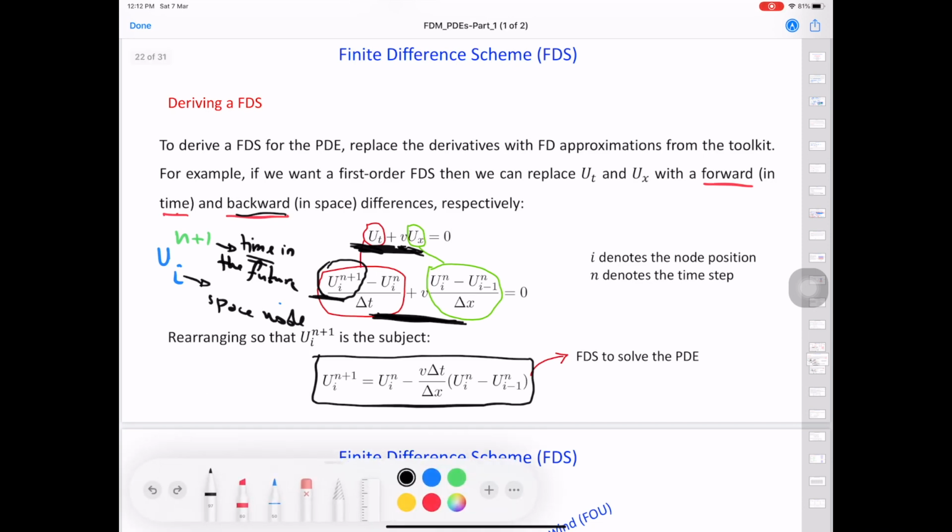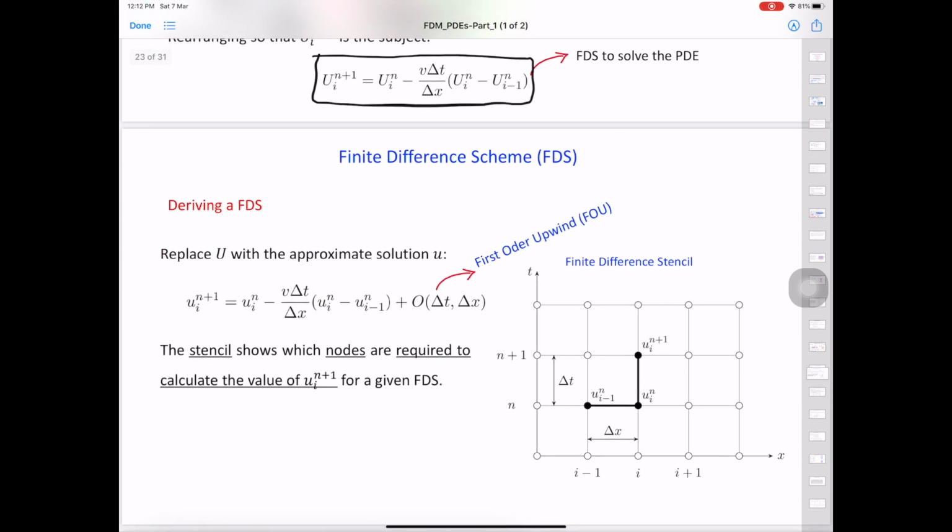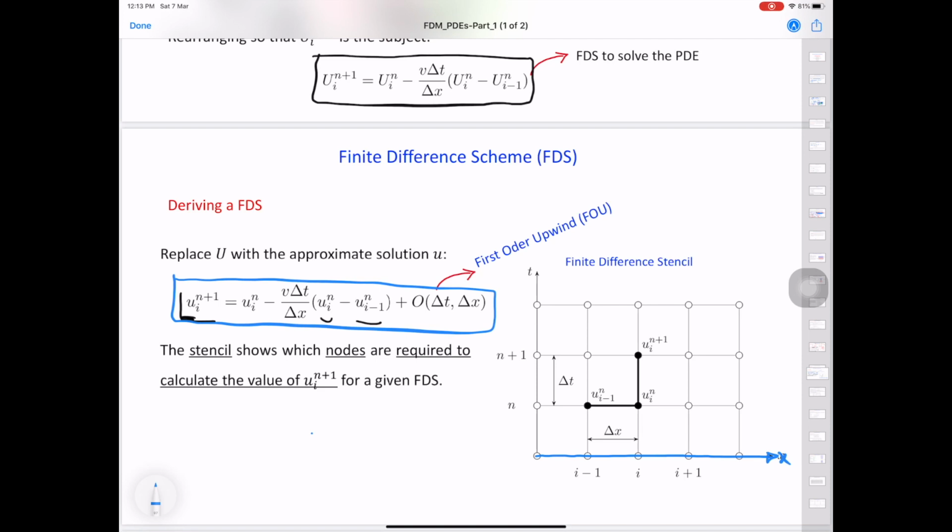Now this of course is an approximate solution. So since it is an approximate solution, we will use the notation u, the lowercase. Now u_i^(n+1) is equal to u_i^n minus v delta t over delta x times the difference u_i^n minus u_(i-1)^n. Okay, so this, as I said, is the FOU, or the first order upwind scheme. Now we can draw a stencil. What is a stencil? A stencil is simply a graphical representation of the scheme, the graphical representation of the approximate solution. So this is the space x, and this is the time t. So these are the discretizations.